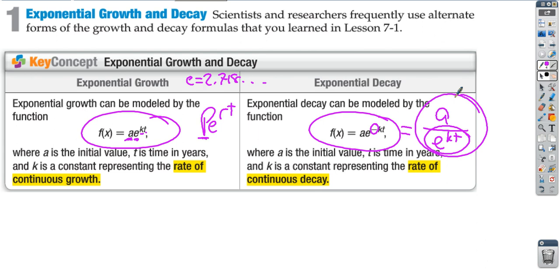K is the rate of growth right here, and right here, when it's negative, K is the rate of decay. So A is the initial value, E is the number we already know, T is time, and K is the rate of growth if it's positive, or the rate of decay if it's negative.